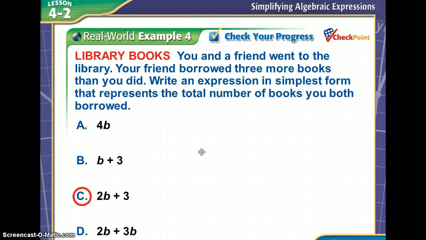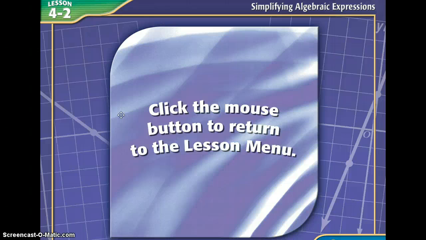You should have made choice C your answer. Let B be the number of books you borrowed. Then B plus 3 is the number of books your friend borrowed. When you combine B and B plus 3, you end up with 2B plus 3. And that's the end of the lesson.